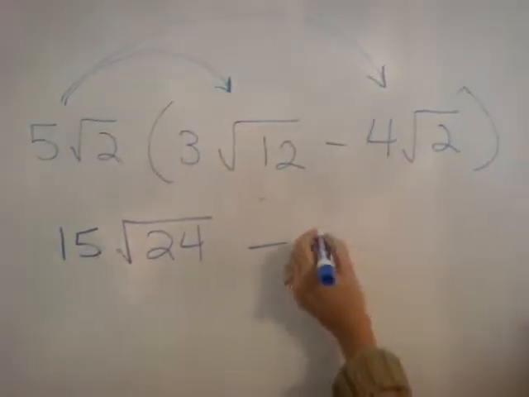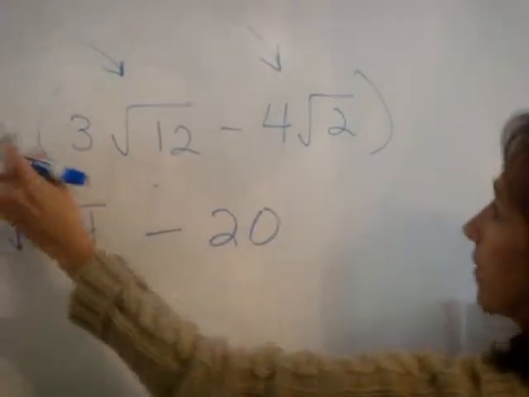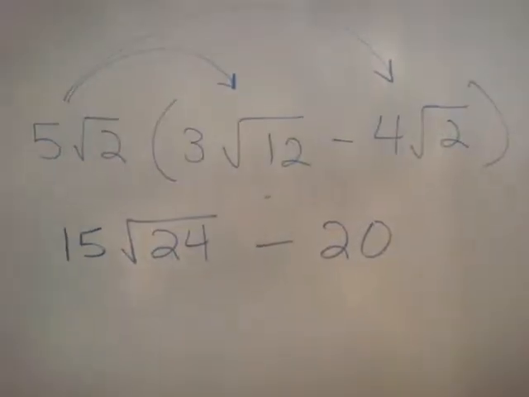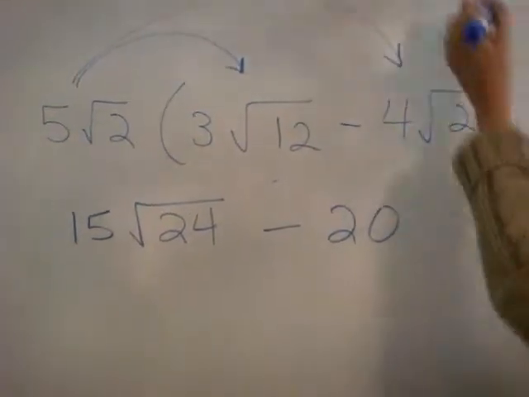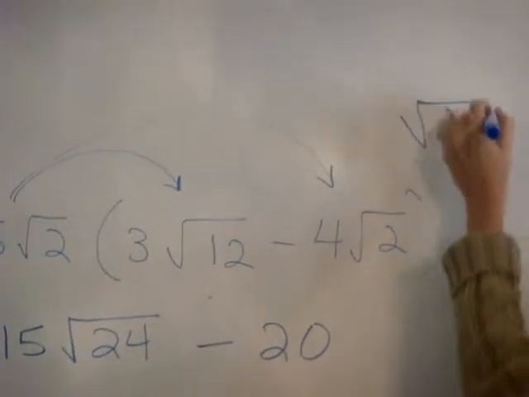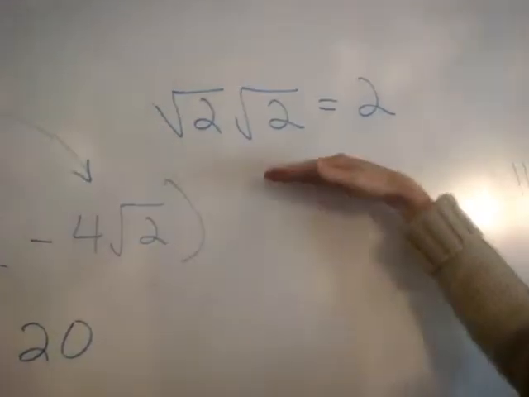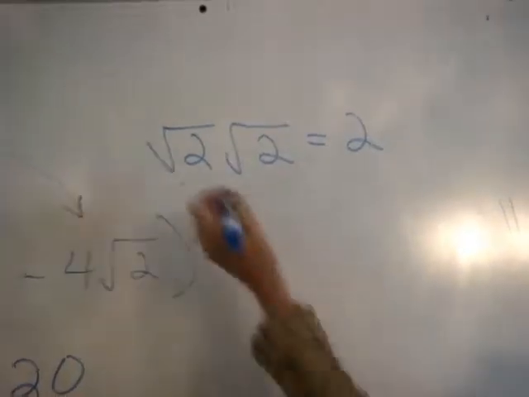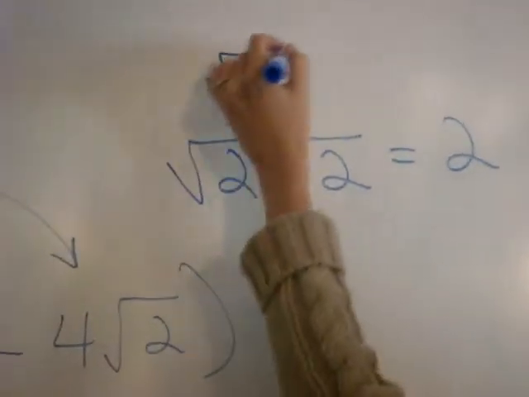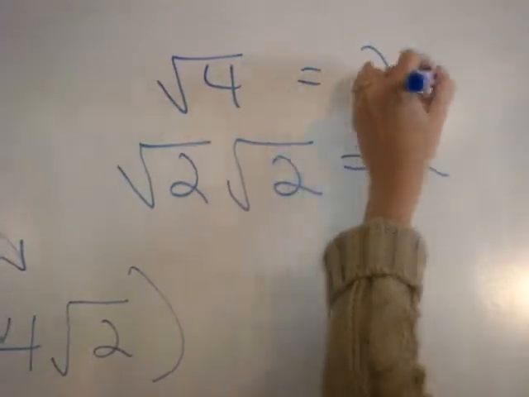So we're going to do the same thing. We take our numbers times each other, so we get 20. And then we have the square root of 2 times the square root of 2. Let's not write that out. Everyone should know a square root of a number times the square root of the same number is just the number. You need to memorize this, because we know the square root of 2 times the square root of 2 is going to be the square root of 4, which is 2.